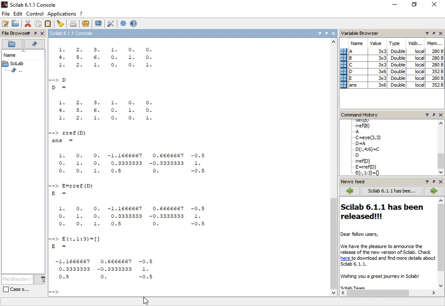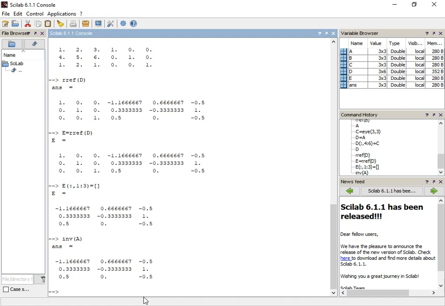Now you know that you can find the inverse of a matrix in another way also. Let me say inv of A. So yes, that is what we were expecting: finding the inverse of the matrix using the RRE process, we get exactly the same matrix. Okay, let me go for something else.